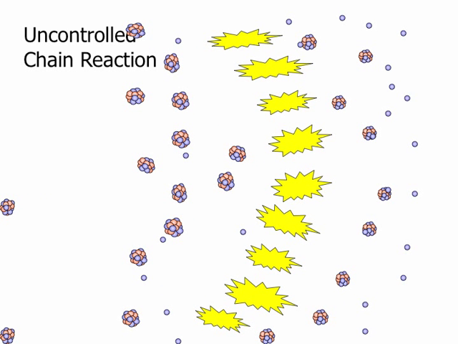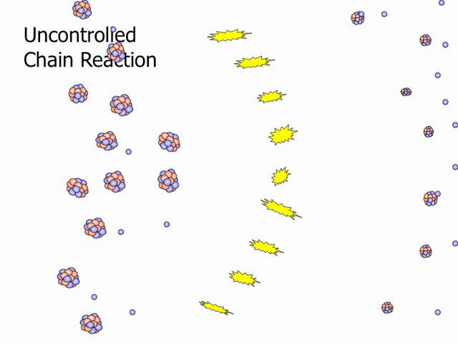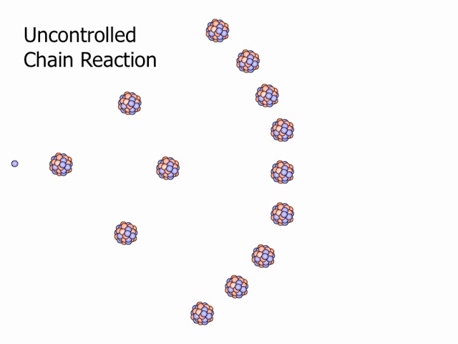In our syllabus, we need to know that in one particular instance in human history, this has been used in warfare. At the end of the Second World War, atomic bombs using this uncontrolled fission chain reaction were used.